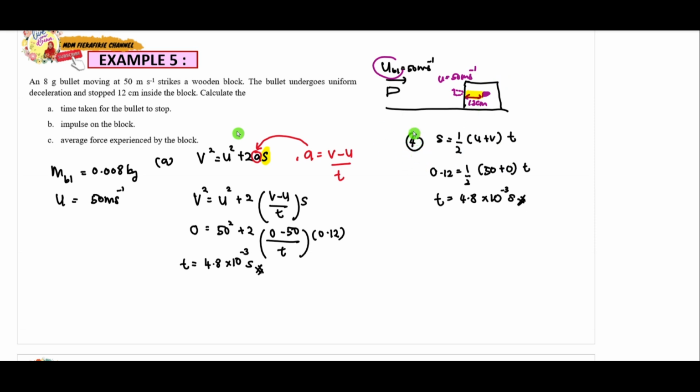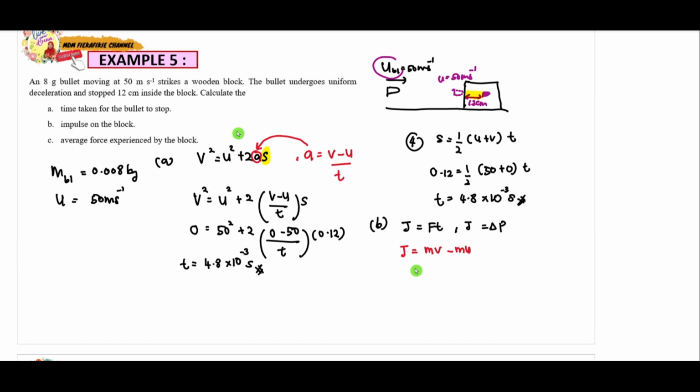And B, impulse on the block. Okay, so for B, we want to calculate impulse on the block. So formula impulse J is equal to Ft. And another equation for impulse also equal to delta P. So in this case, since we know already the change of the velocity for the bullet, we can use J equal to delta P. So we can write J is equal to change of momentum, momentum final minus initial, m V minus m U.